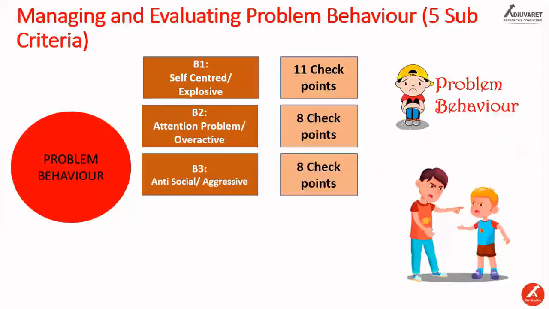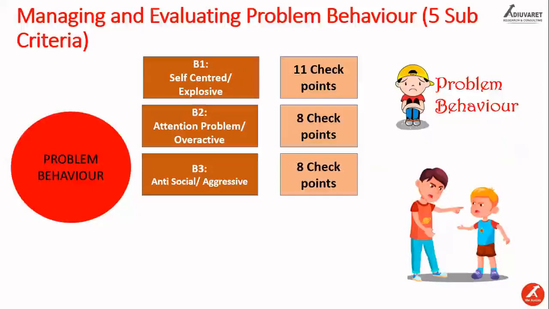Under this antisocial and aggressive, we have got again 8 checkpoints. These 8 checkpoints will help us to understand what are those skills that the child can be termed as antisocial or displaying some kind of antisocial or aggressive behavior.